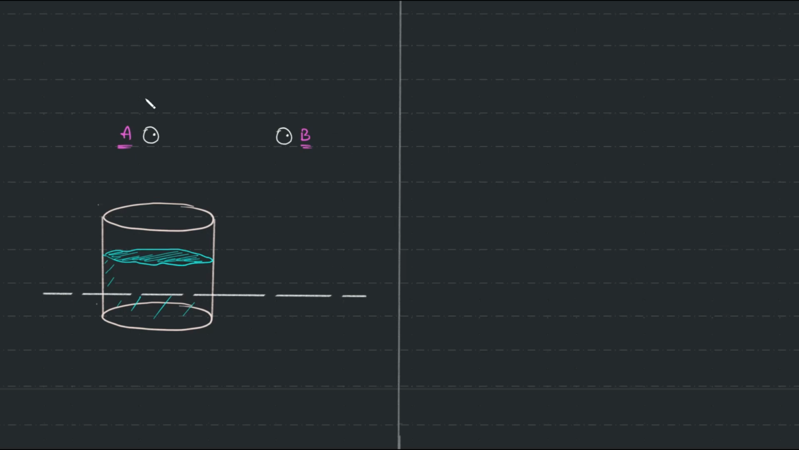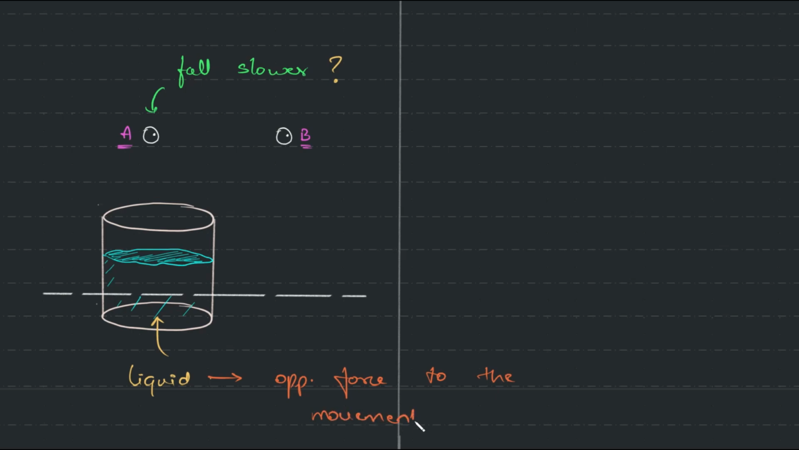B, right? So can I tell this particular object will fall slower? Now my question to you is why? Because yes, along the path we have a liquid. So what? Well, the liquid will provide the opposing force to the movement. Do you agree? So what is this force equal to? What is the value of this force?